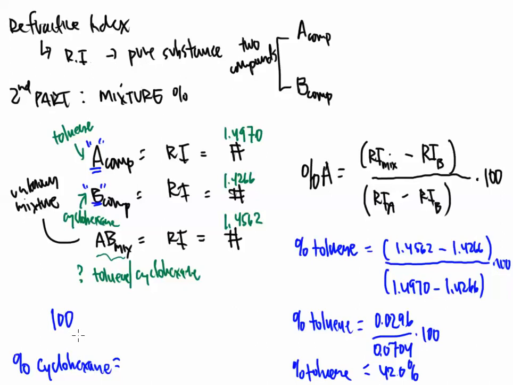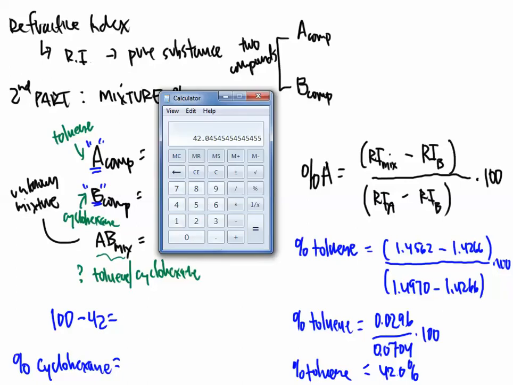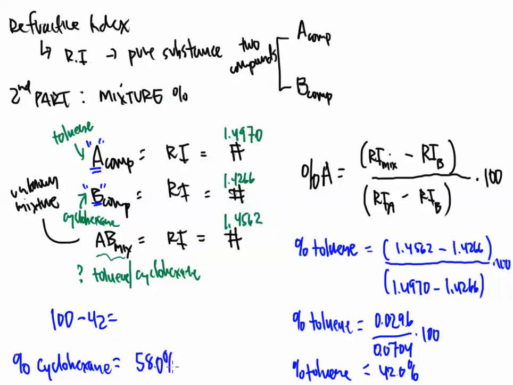So I'm going to take 100, because in totality it's 100%, minus 42%, and that will give me what I should be looking at as far as the other half of the story. So the percent of cyclohexane is going to be 57.95%, or really 58%. And that tells me the percentage of my two component mixture. And that is how we use that equation to solve for that.